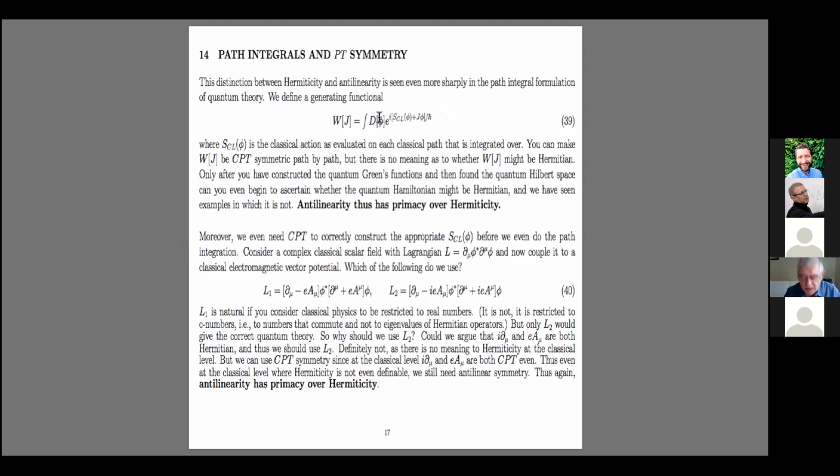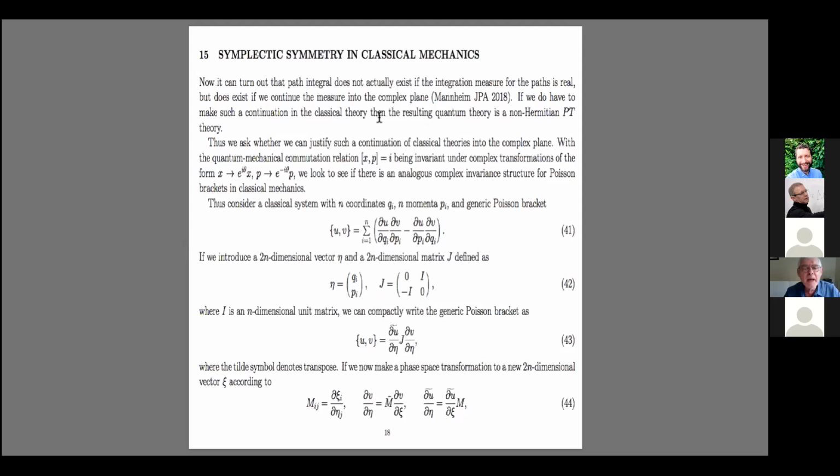It may not exist with the real measure, and you may have to continue the measure into the complex plane. Then you would find that after you've done that, the path integral does exist. It may not exist for any measure, unbounded. It may exist, and then you will be in a PT theory. Now, how do we justify making such a continuation of classical theories into the complex plane?